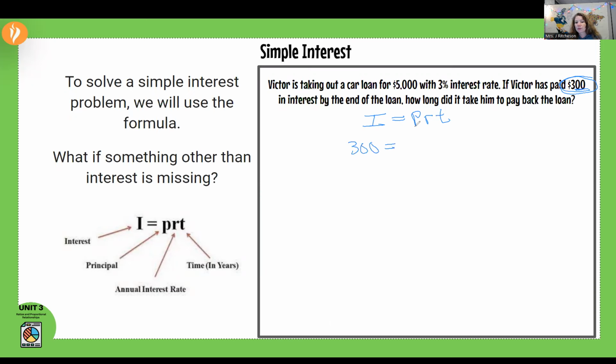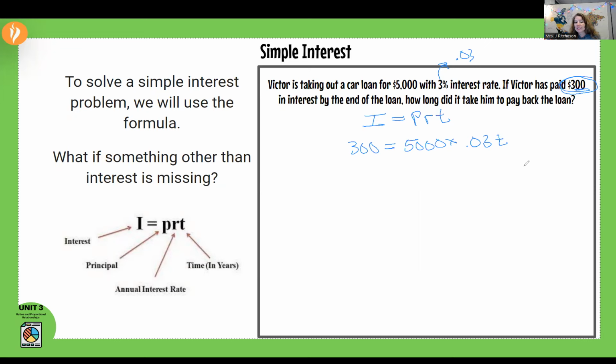Do we know our principal? Do we know how much Victor borrowed? Yes, we know it's $5,000. Do we know at what rate? Yes, we do. 3% as a decimal is 0.03. But do we know how much time? We don't. So we're going to leave t as a variable.